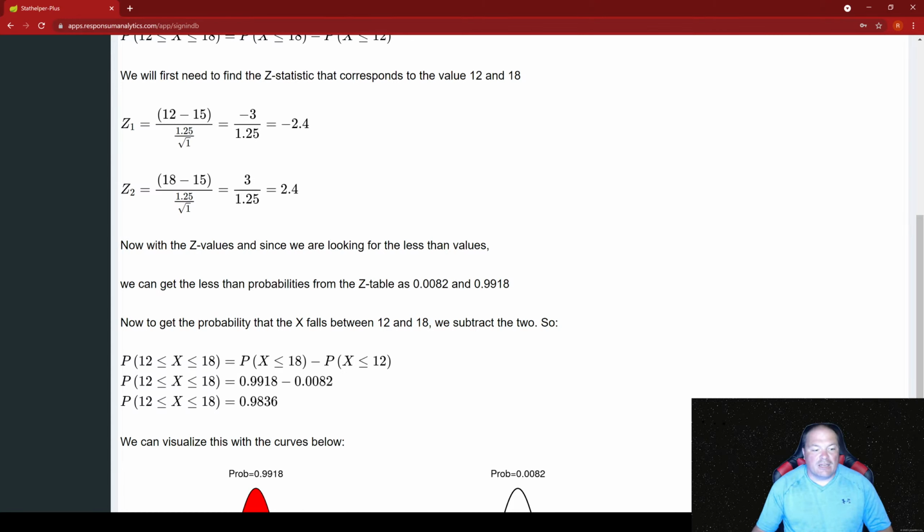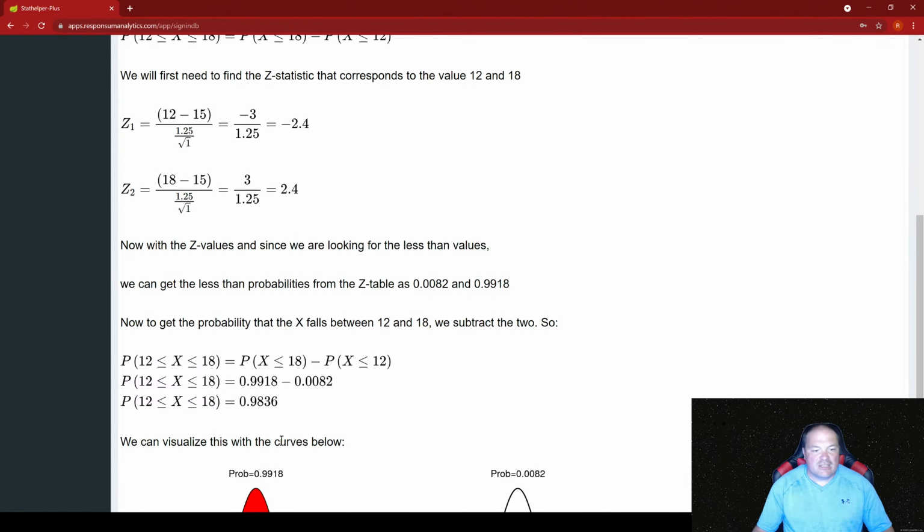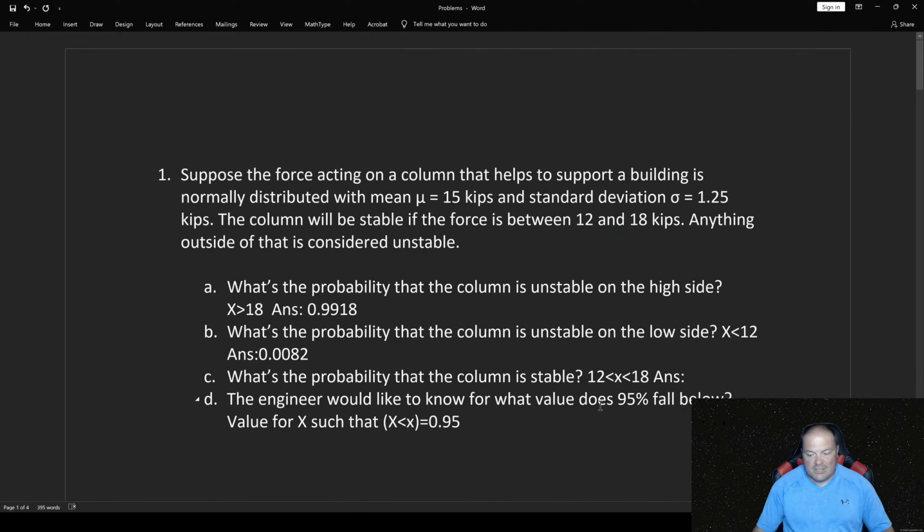And a lot of times when we look at problems like this, part C here would be the real world answer, right? Because most of the time people are going to want to know, what's the chance that it's going to be stable? Hopefully it's really, really high, right? And in this case, we found it to be 98.36. Now, here's another question. For those of you that are here, how do you feel about that percent in terms of a column that's supporting a building?